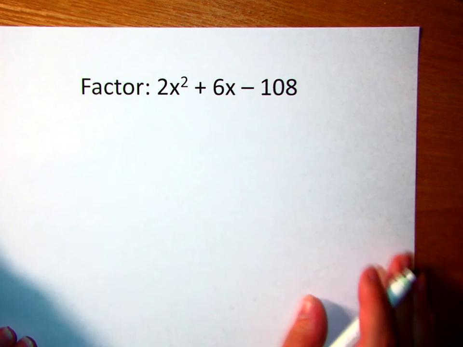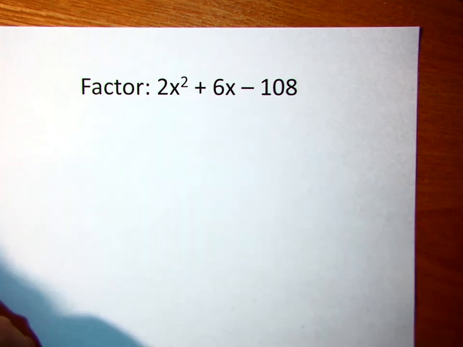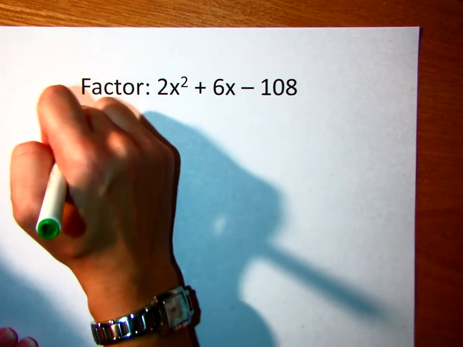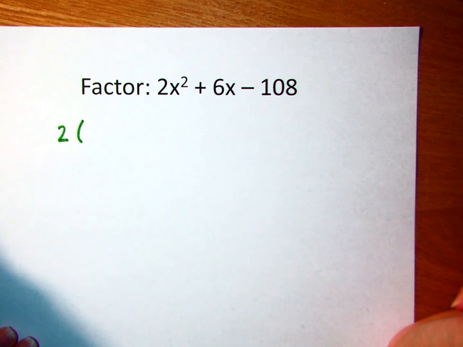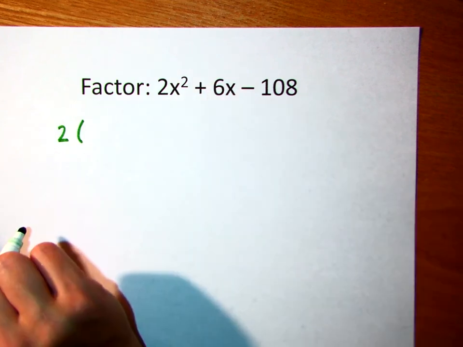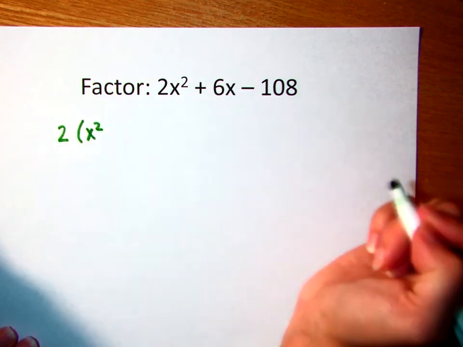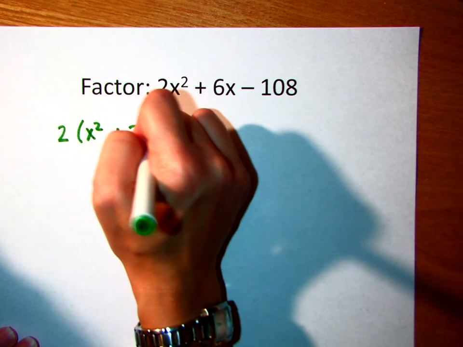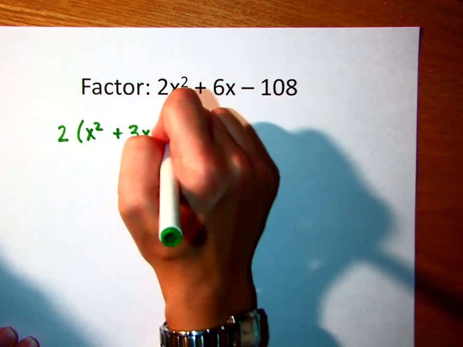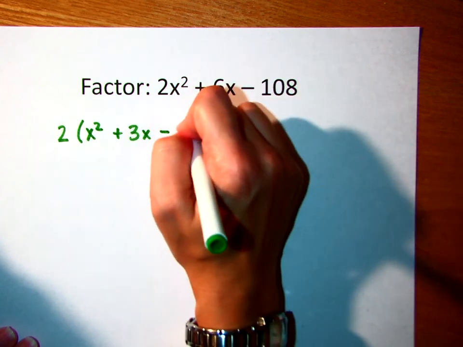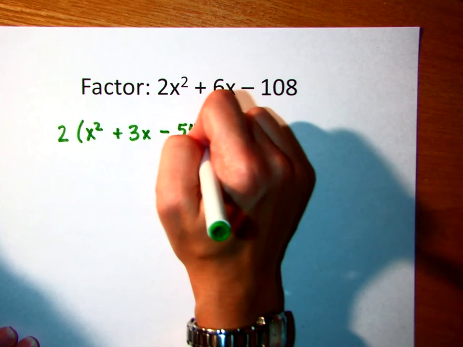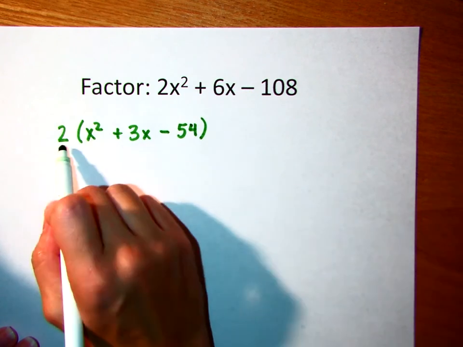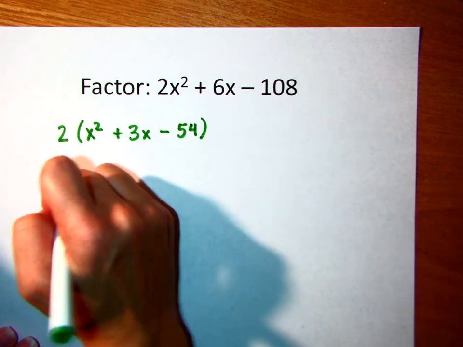On this final example, notice your leading coefficient isn't 1. But that should throw up a warning sign that you need to factor out a GCF, because 2 can go into each of these. So we would have x squared, then we would have plus 3x when we divide that 2 out of there, minus 54. So we took the GCF out. We bring the GCF down.